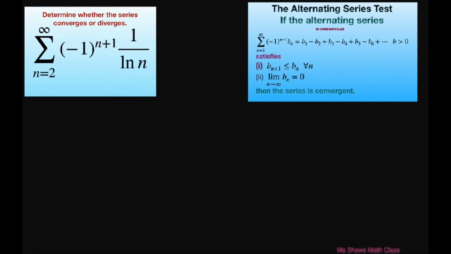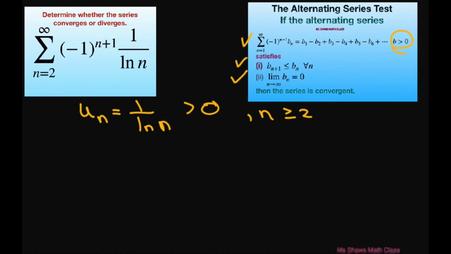So basically we just have to do these checkpoints here, and let's look at that. Let u sub n equal 1 divided by ln of n, and this is positive for n greater than or equal to 2. So it checks number 1. It also has to satisfy conditions 1 and 2. So let's look at number 2.